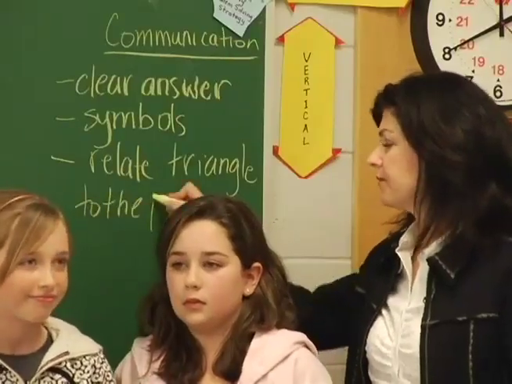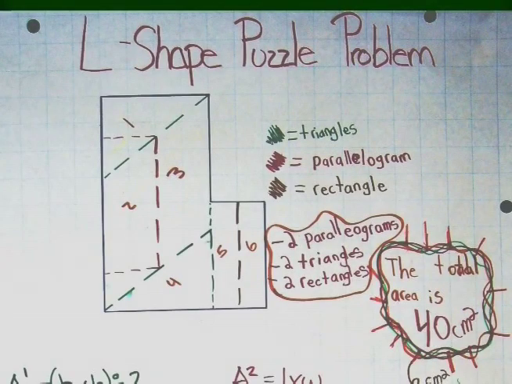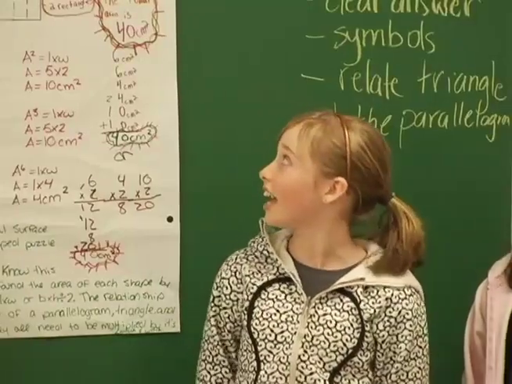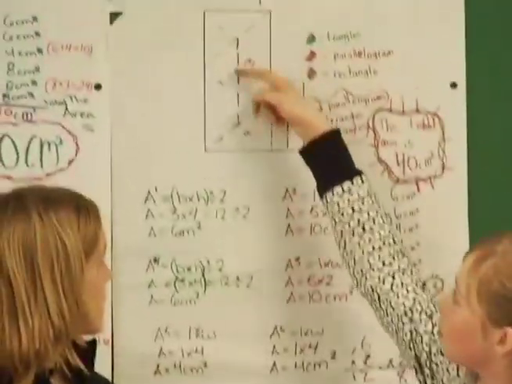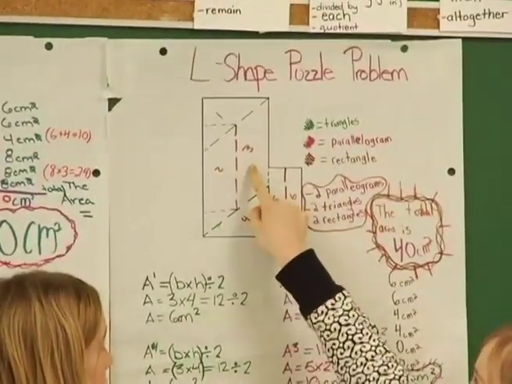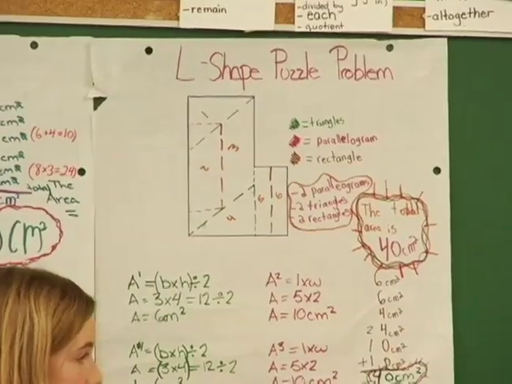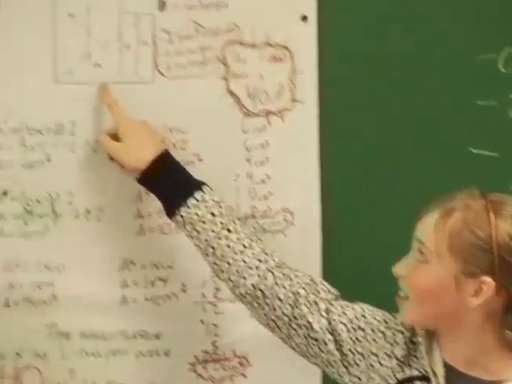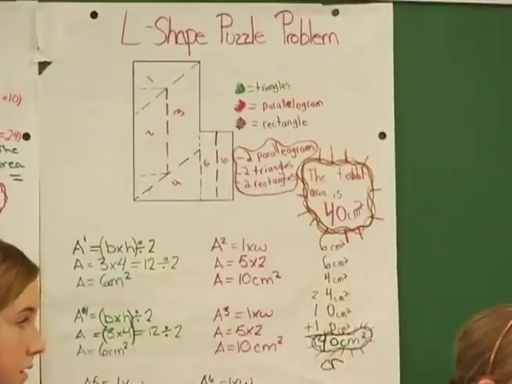This is our L-shaped puzzle. To start, we used the parallelogram because to us that would be the hardest shape to fit in. And this is our parallelogram here. We have two. And then right after our parallelograms, we decided to do triangles because they just fit into the sides.